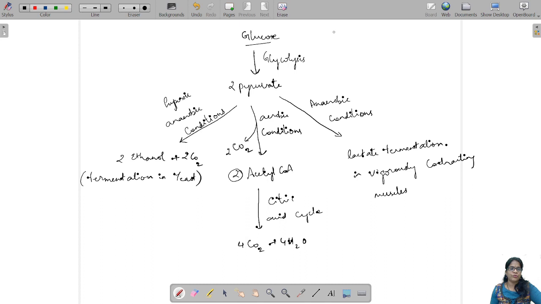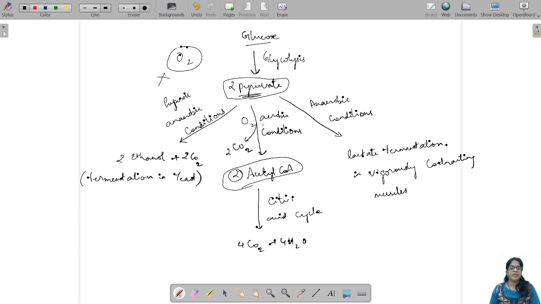Here I wanted to show you the glucose molecule. You get two molecules of pyruvate here. In aerobic conditions, you will be releasing two carbon dioxide molecules with the production of two acetyl CoA, and this acetyl CoA would now enter into the citric acid cycle, producing carbon dioxide and water.